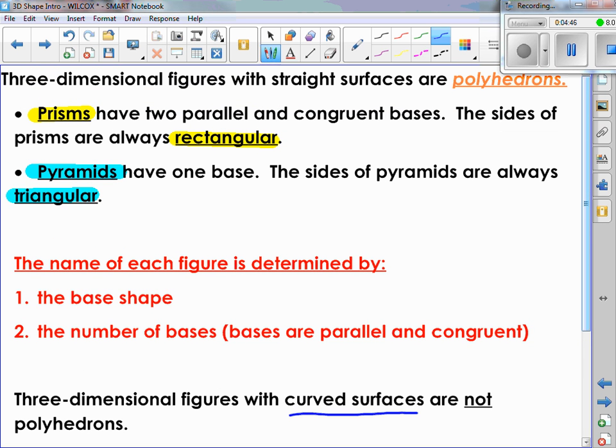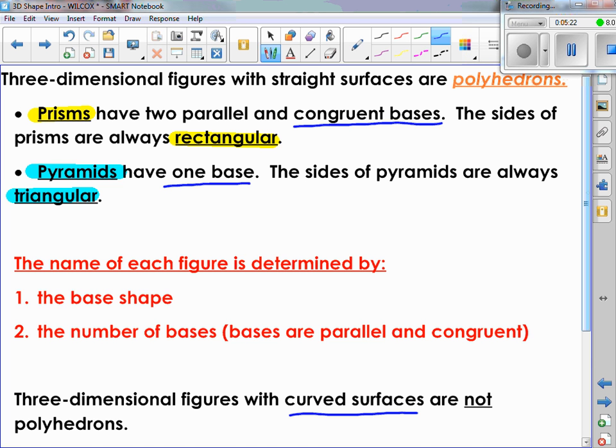Prisms have 2 parallel and congruent bases. So prisms' 2 bases will be exactly congruent. The sides of prisms are always rectangular. So a prism has rectangular sides. Its sides are made up of rectangles. Whereas pyramids, they only have one base. The sides of pyramids are always triangular. So all of the sides of a pyramid are always triangles.